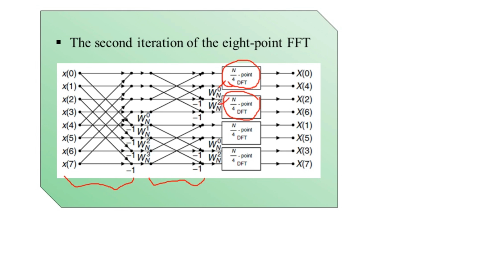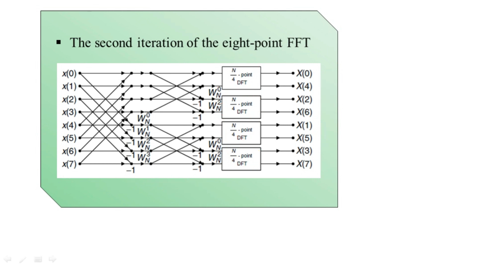Whereas for the latter half, again we have the split up into N by 4 DFTs with the use of the twiddles here. So finally here we obtain capital X of 0, capital X of 4, capital X of 2, capital X of 6, capital X of 1, capital X of 5, capital X of 3, capital X of 7 here. So if you compare to the earlier representation here, the positions of the samples on the right hand side have been changed with the application of the second iteration here.